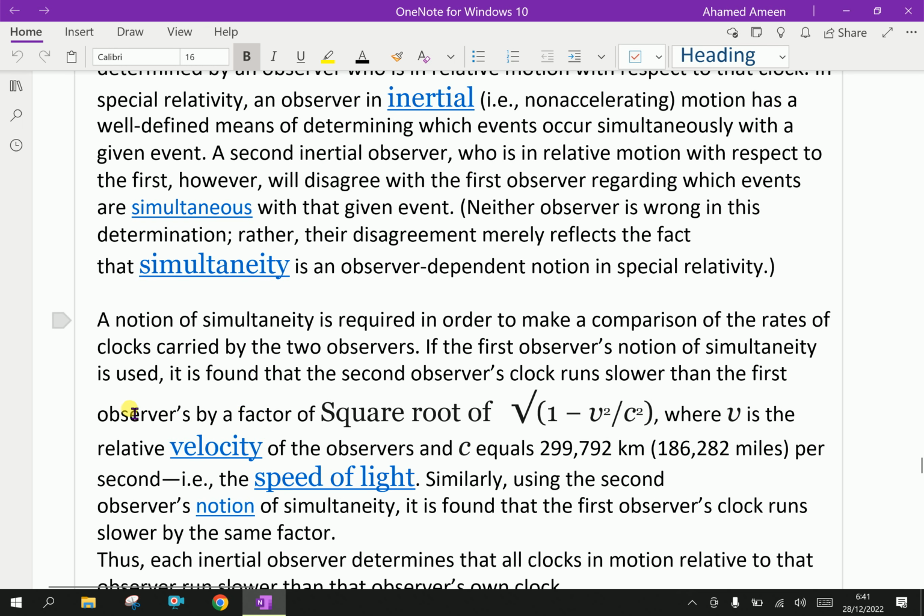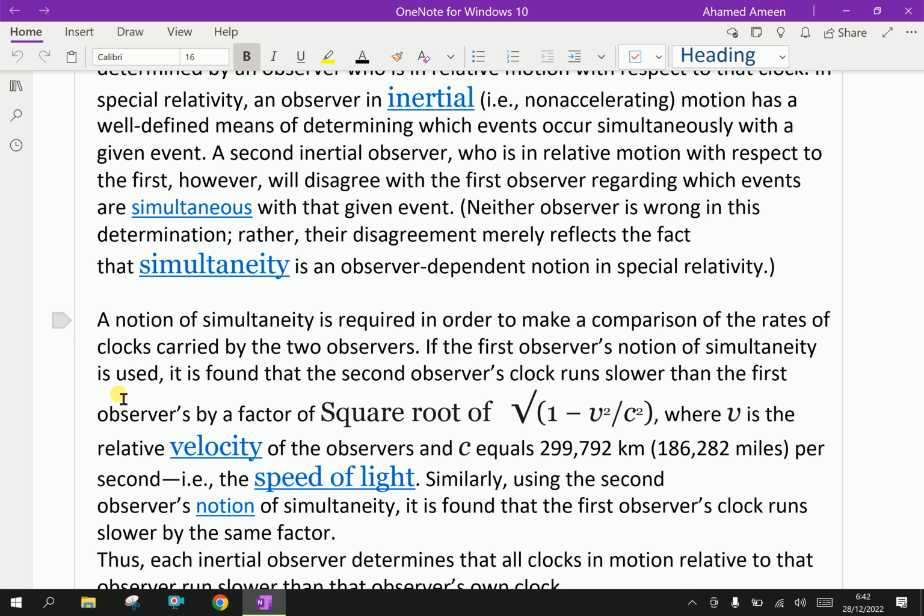Rather, their disagreement merely reflects the fact that simultaneity is an observer-dependent notion in special relativity. Here, measurements of time intervals are affected by relative motion between an observer and what is observed. As a result, a clock that moves with respect to an observer ticks more slowly than it does without such motion. And all processes, including those of life, occur more slowly to an observer when they take place in a different inertial frame. If someone in a moving spacecraft finds that the time interval between two events in the spacecraft is t0, we on the ground would find that the same interval has a longer time t.